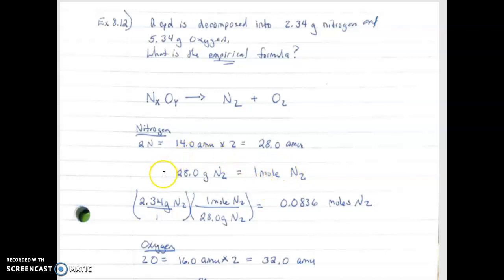This becomes my conversion factor. So I can take my 2.34 gram sample and divide by 28.0 grams of nitrogen, and that will tell me I have 0.0836 moles of nitrogen. And the reason I have 0.0836 moles of nitrogen, and I didn't round this at all, is that this number has three significant figures. These first two zeros are non-significant, and 836 are significant here.